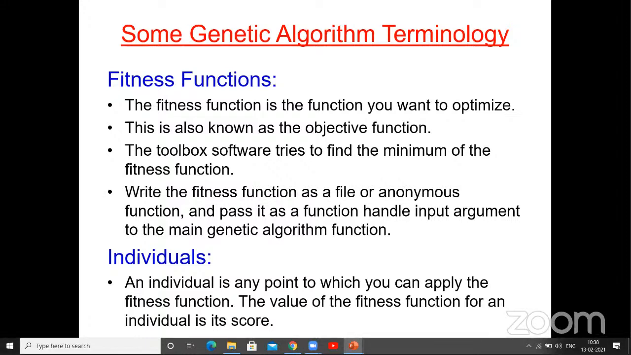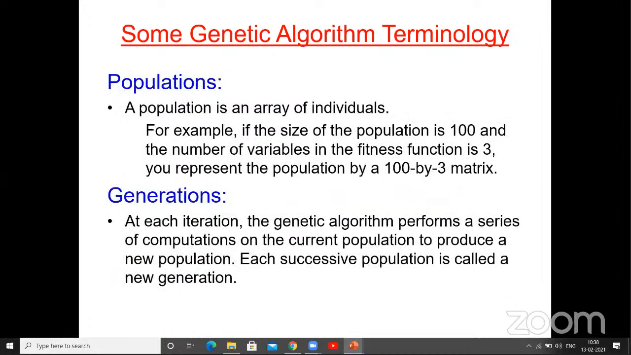Then individuals. An individual is any point to which you can apply the fitness function, and the value of the fitness function for an individual is known as its score. And the population: what is population? Population is an array of individuals. For example, if the size of the population is 100 and the number of variables in the fitness function is 3, then you can represent the population by a 100 by 3 matrix.